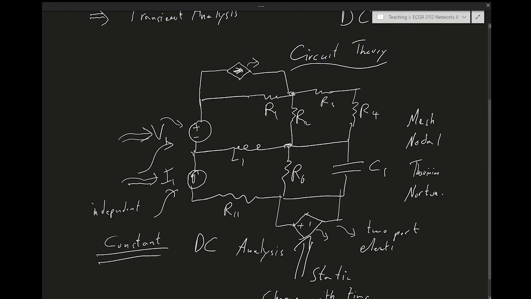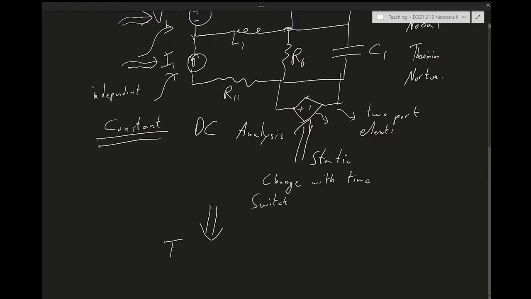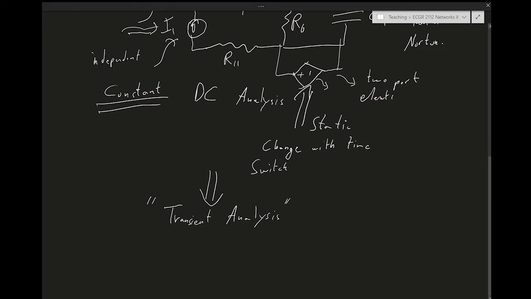When we move on to the domain where things start changing in time, that's when we move to the domain of transient analysis. Transient analysis is a special case of variation in time. It's not the most general case where things vary constantly all the time. It's a special case where you have a transient. What does a transient mean? A transient means a sudden change. So you have a sudden change in the conditions of the circuit.